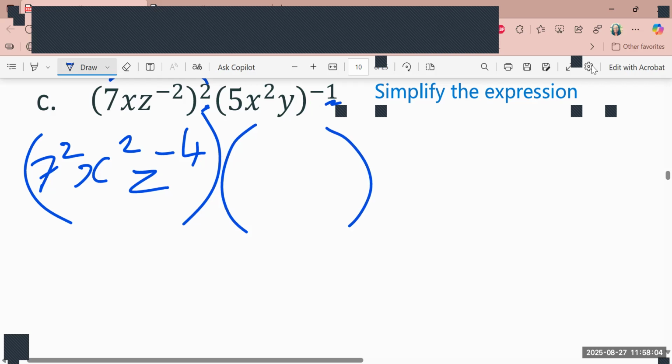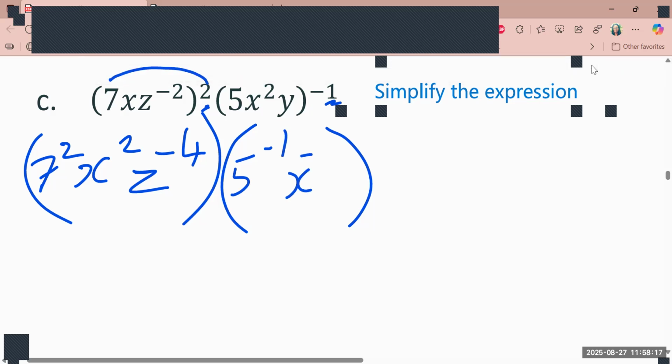Now in the second part, I multiply everything inside the parentheses, the negative exponents. So 5 to the power negative 1, x to the power negative 2, y to the power negative 1. So I'm going to simplify. I have negative exponents and positive exponents. I can open the parentheses immediately, or I can decide to throw some parts in the denominator.